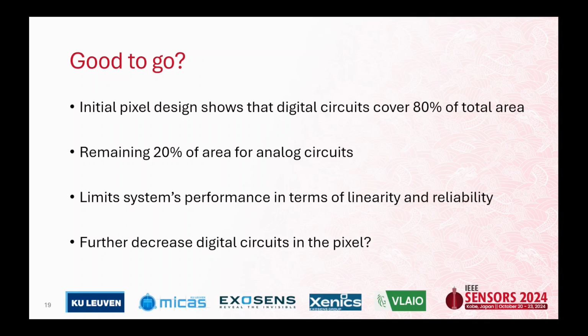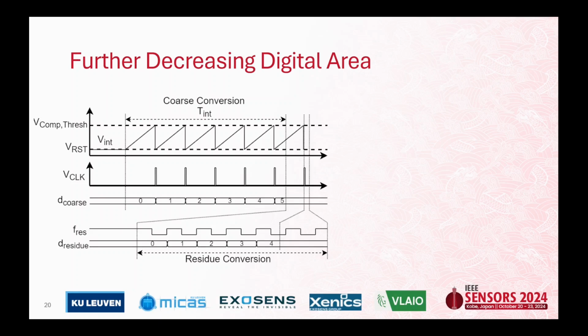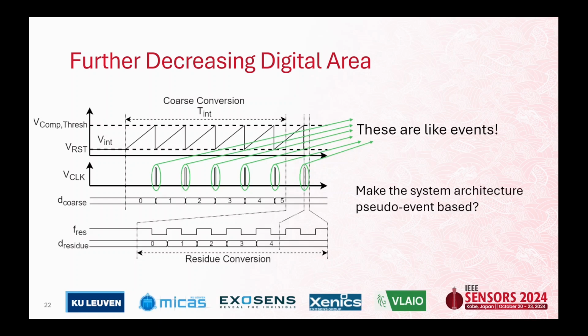So we still think maybe we can further decrease the digital parts of the pixel so that we have more area for the analog functionality. So we analyzed the system again, as you can see here, and we see that this V clock looks like events, right? So why not change the system architecture such that we have a frame-based output as for images, but we use an event-based mechanism to be able to count these events here, right?